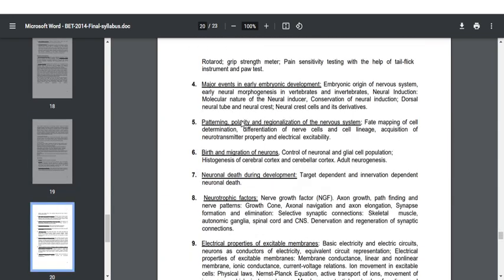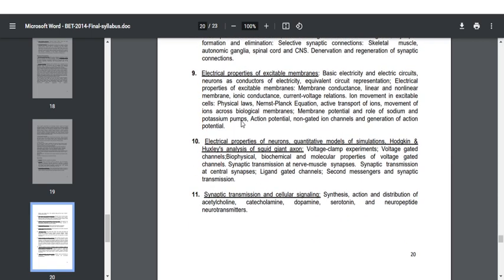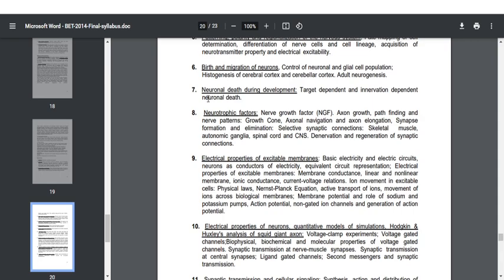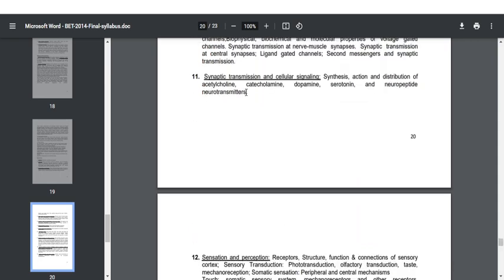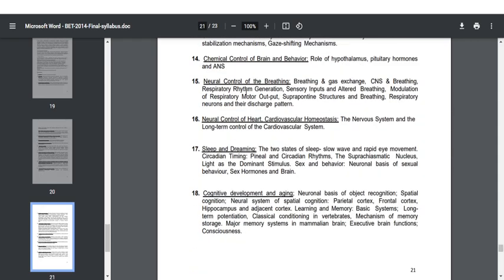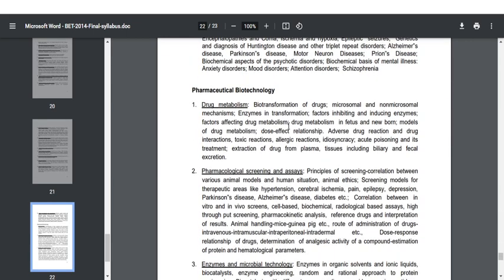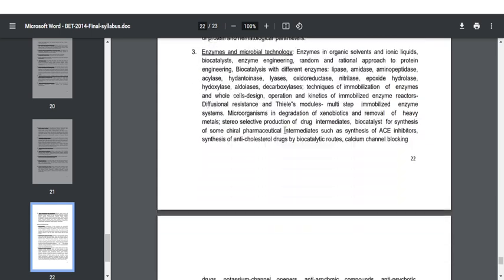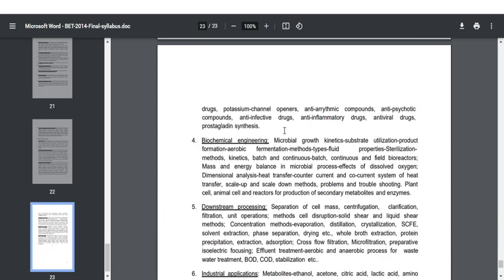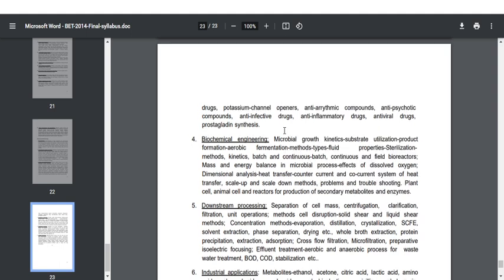Neuroscience: I completely left neuroscience. I concentrated only on neurotransmitters. That's sufficient for you. No need to target other topics under neuroscience, because neuroscience is a huge topic. And pharmaceutical biotechnology also, I didn't go for it, because from agri biotech, environmental biotech and other areas, more questions will be asked.